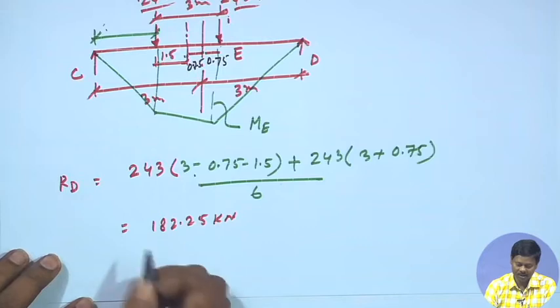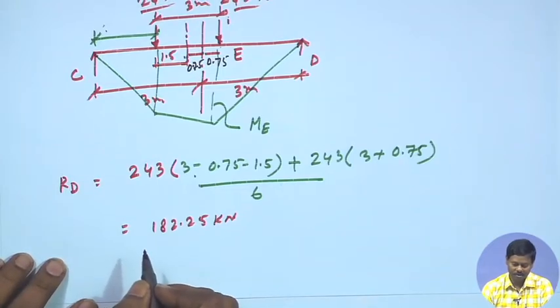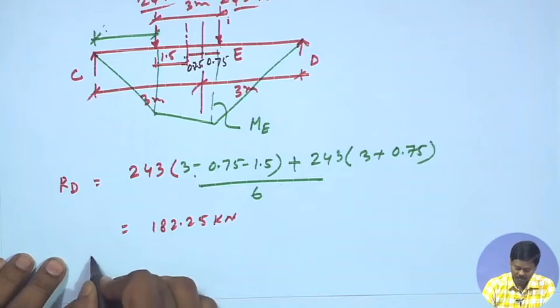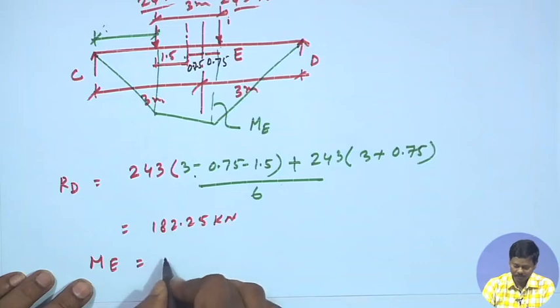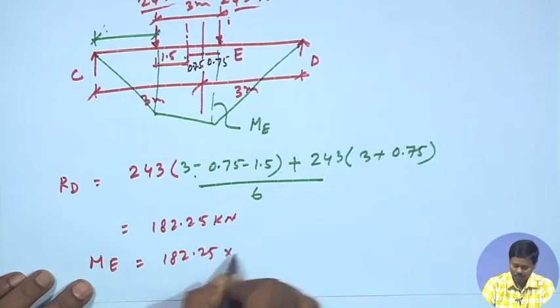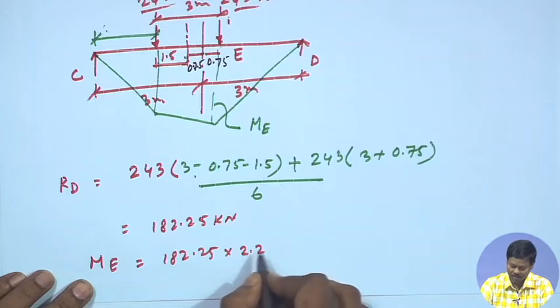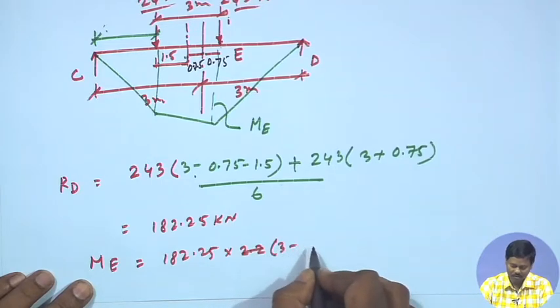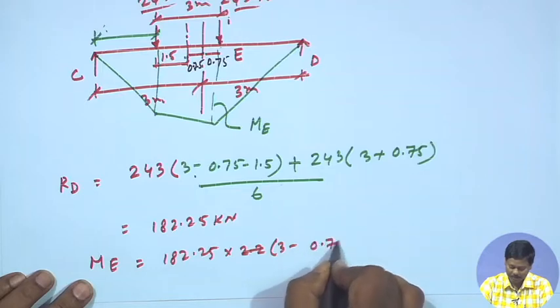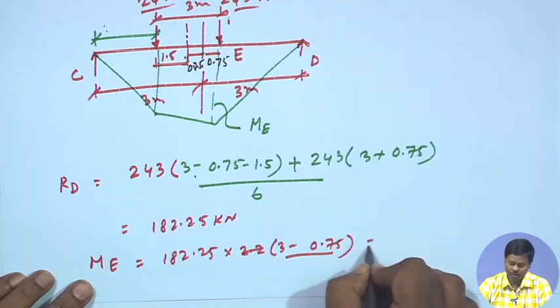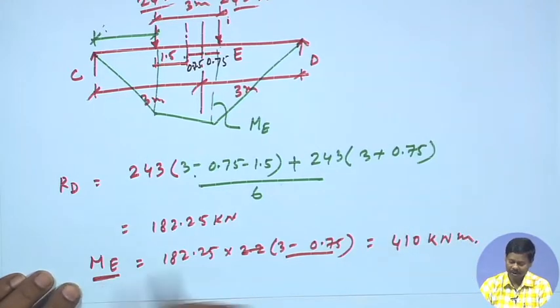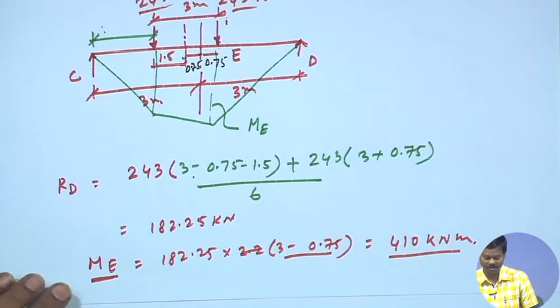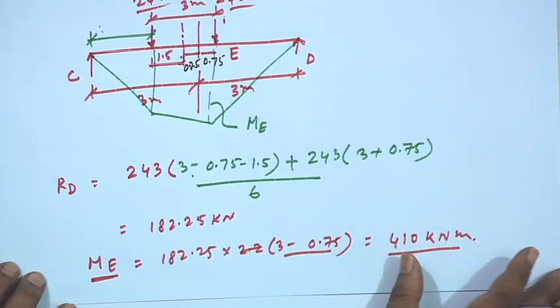So, if the reaction at D is 182.25 kilonewton, then the moment at point E, which is the maximum moment, will become 182.25 into 2.25, because this is 3 minus 0.75. So, 2.25 meters from D. So, this will become 410 kilonewton meter. So, the maximum bending moment we can find out as this. Okay. So, once we get the maximum bending moment, we can find out the moment due to impact also.